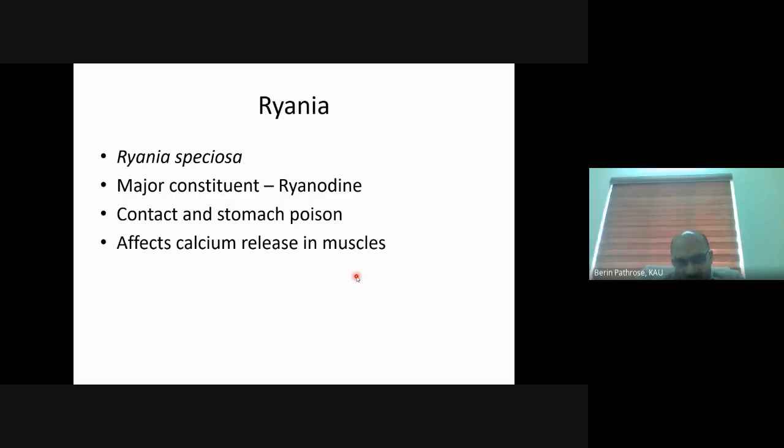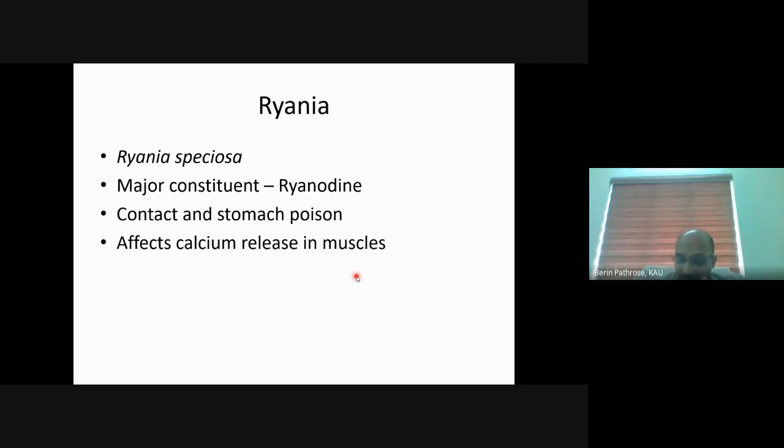Next is Ryania. It is from the plant Ryania speciosa. The major constituent is ryanodine. Now you can remember the mode of action of diamide pesticides. It acts on ryanodine receptors. Ryanodine receptors are located in muscles.